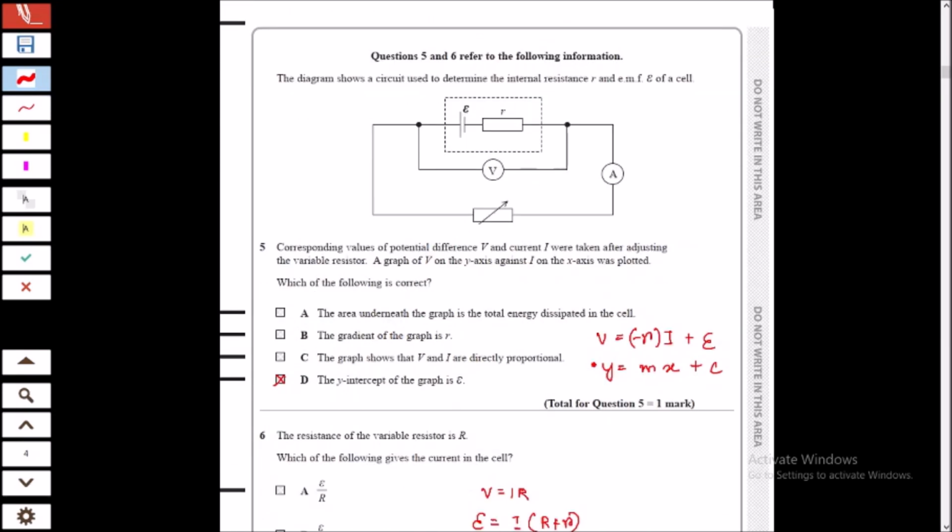Take a moment to read the question. The equation involved is V = -Ri + E. This R is the internal resistance of our power source, and this E is the EMF of our power source. So if we plot V on the y-axis and I on the x-axis, then our y-intercept will give us our EMF and our gradient will give us -R. So D is the answer.